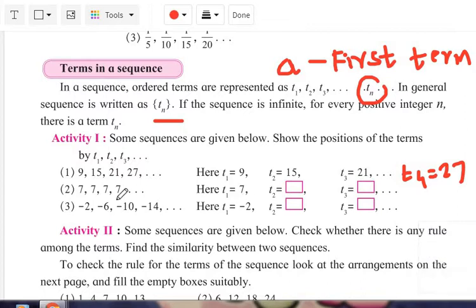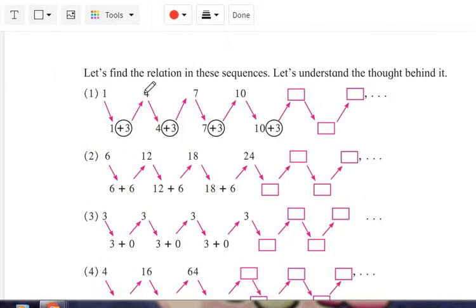Okay. Now next is 7, 7, 7, 7. T1 is 7. T2 is also 7. T3 is 7. Then T4 is 7 and so on. Then now third is T1 is minus 2. T2 is minus 6. Then T3 is minus 10. Okay. And T4 is how much? T4 is minus 14 and so on. This is activity one. Also activity second.